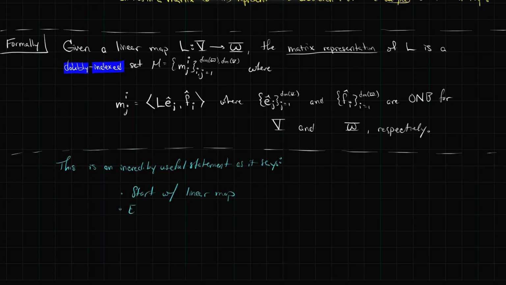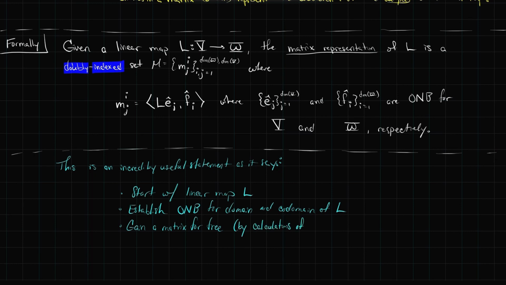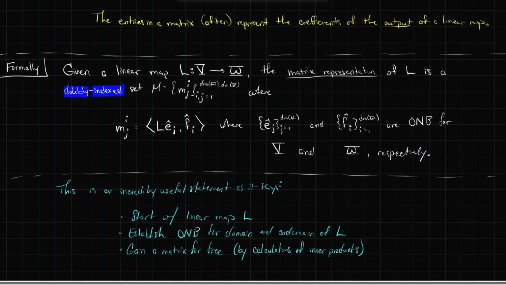You then establish an orthonormal basis for the domain and codomain of our linear map. And then in step 3, you gain a matrix for free. It's not completely free because you do have to perform calculations. You have calculations of inner products. But you could imagine, given a computer or something, you gain it for free.